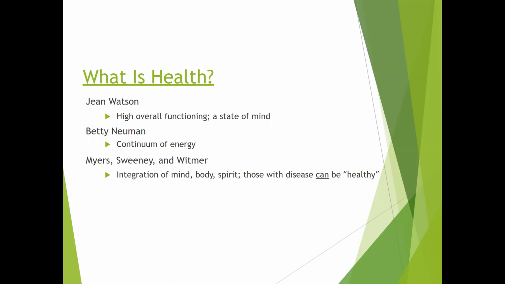So what is health? Jean Watson's definition was basically saying that high overall functioning is a state of mind. An example from the book is that a person may have a terminal illness and yet consider himself completely healthy. Now, Betty Neuman had the continuum of energy, or an expression of living energy available to an individual. High energy is wellness and low energy is illness. When more energy is generated than expended, there's wellness, and when more energy is expended than generated, there's an illness or possibly death. Now, Myers, Sweeney, Whitmer, and Whitmer said basically an integration of mind, body, and spirit is what health is, and those with disease can still be healthy.